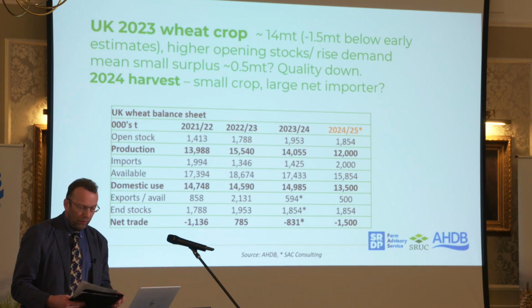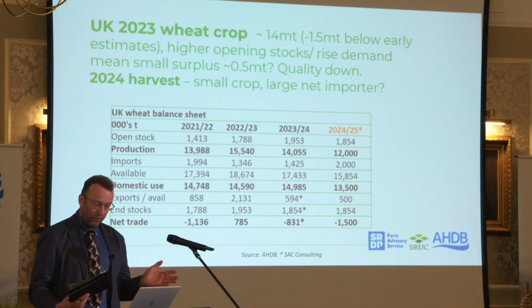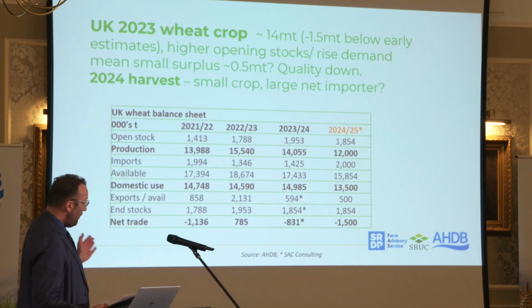Now, if we look at the whole supply and demand situation, this year the crop was actually a fair bit lower, just over 14 million. So that's 1.5 million tonnes less.